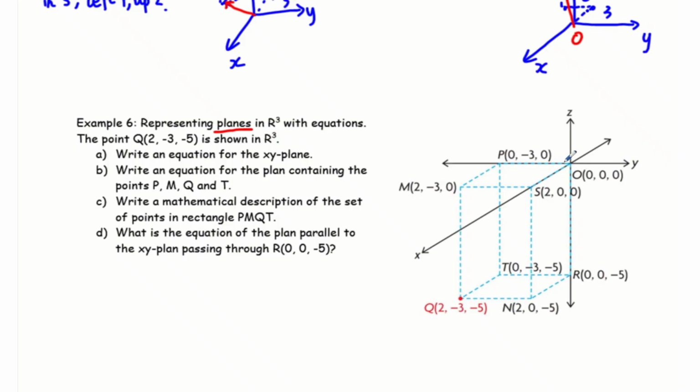So the xy plane is this one, and in the xy plane, x and y could be any numbers. And at the xy plane, for z there is no up or down, so z is 0. And this one, x and y could be any number.